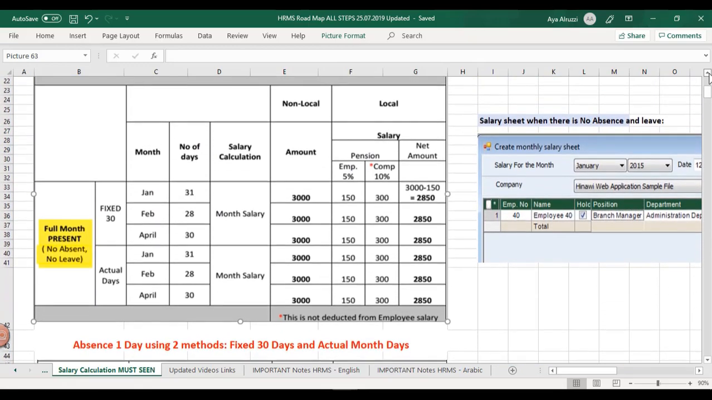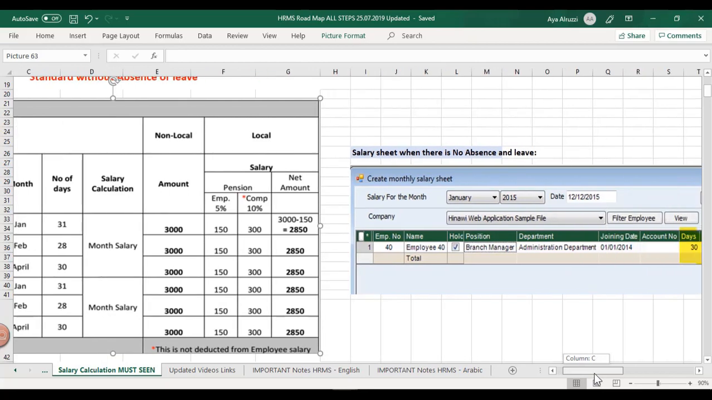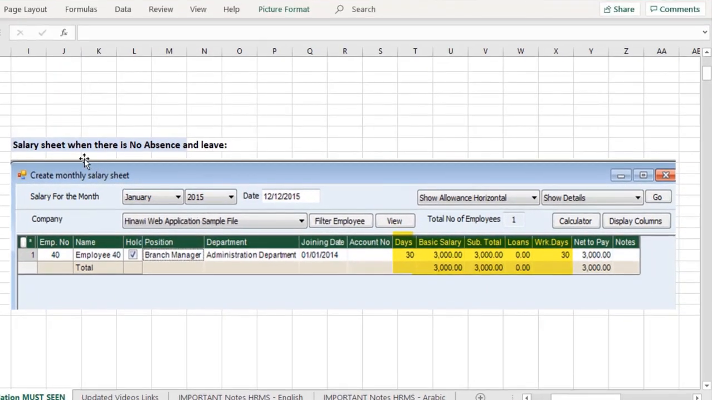Before I proceed with the next scenario, I want to show you a quick practical example on Hinawi software based on a screenshot. In the normal case here, as we can see in the salary sheet where there were no absences and no leaves at all, there are 30 days. This is the basic salary, which is 3,000. This is the subtotal, no loans. The working days were also 30. So the net to pay is also 3,000.